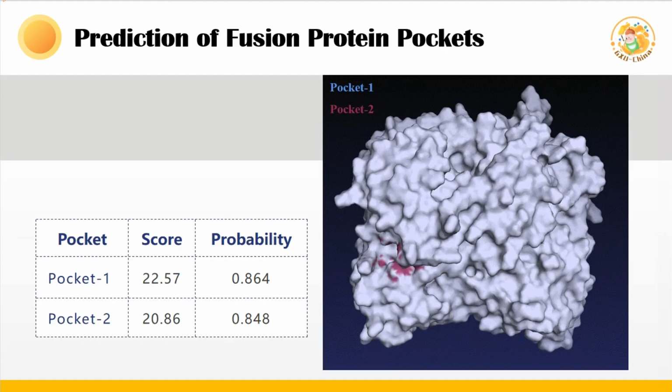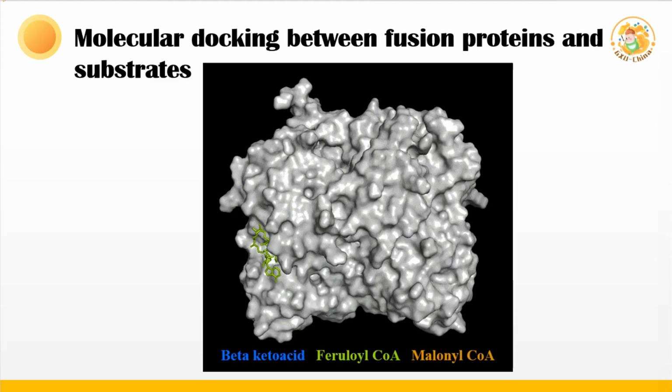Autodock VINA was used to pair the corresponding 2 sets of substrate molecules into the corresponding pockets of the fusion protein, obtaining the predicted complex between the substrate molecules and the fusion protein. Based on the obtained docking results, the study analyzed the possible interaction mechanisms between the fusion protein and the various substrates. This provides theoretical guidance for the further design and modification of fusion proteins.